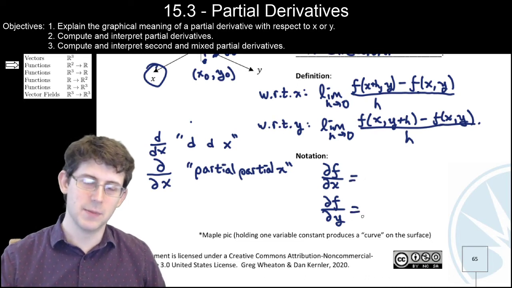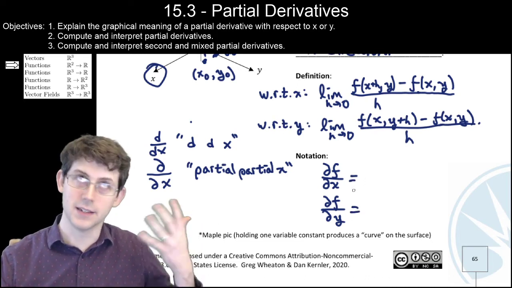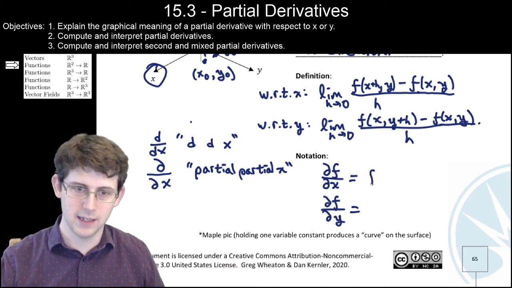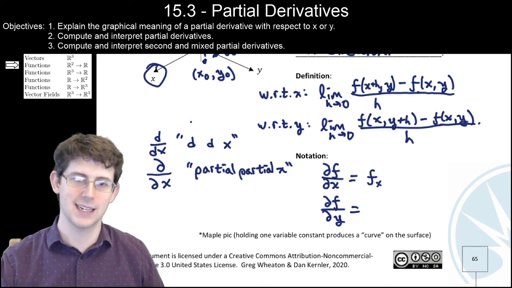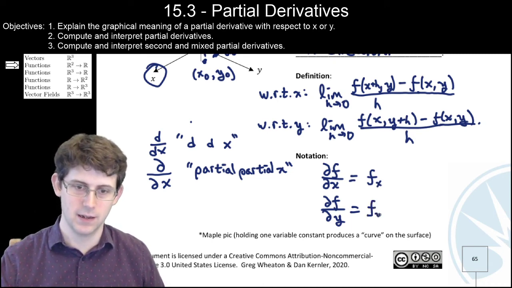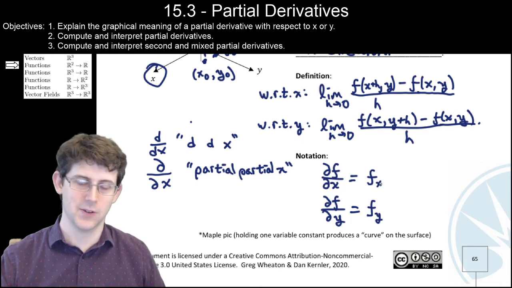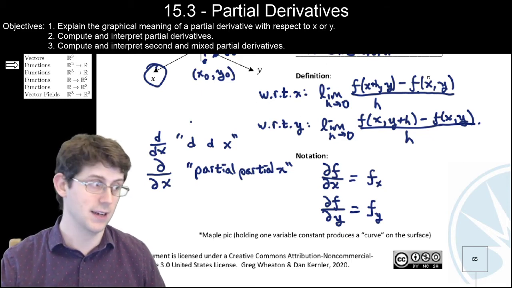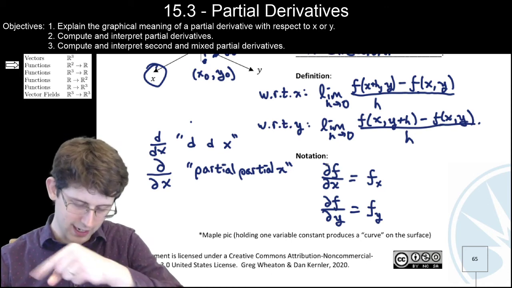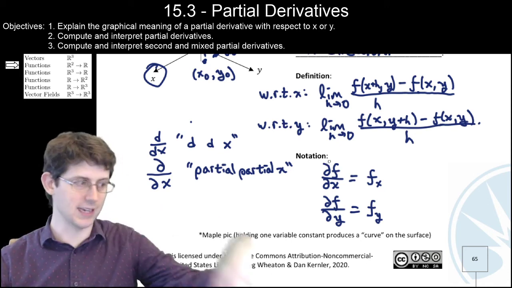Now, as you remember from Calc 1, we need lots of different modes of this. Another way to write this is to say, well, I want f, and I want the x derivative of it. You just write the x as a subscript. So this f sub x means the same thing as partial f partial x. It means this definition, and it means that thing that we had in the picture, where we're walking on the surface and we're just walking in the x direction.